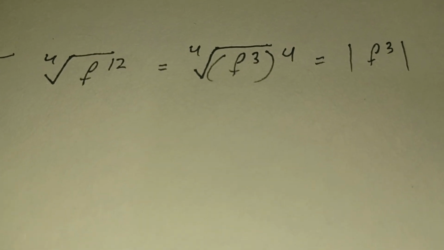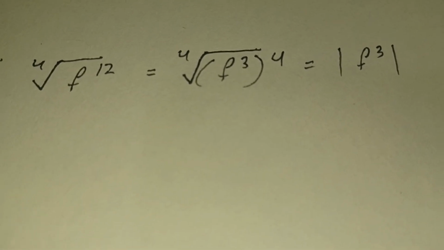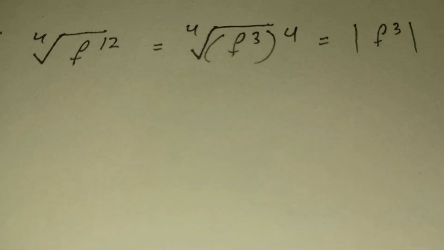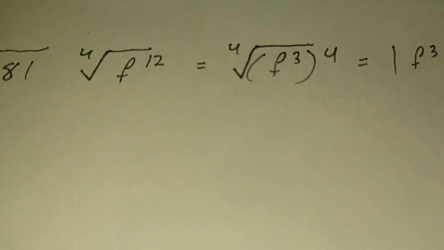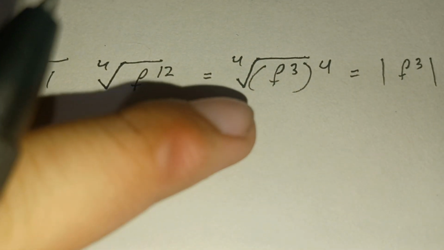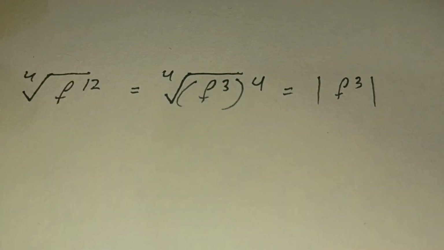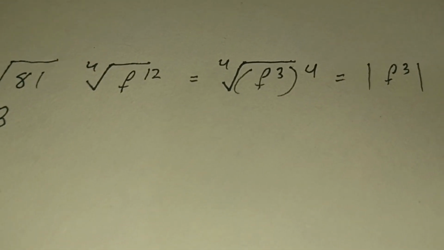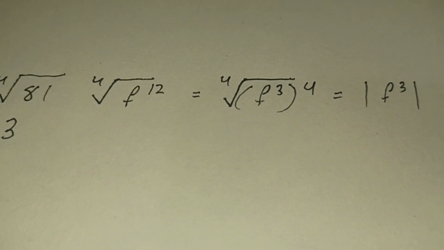Absolute value is just a measure of distance. I'm not going to go into absolute value here, but it's just a measure of distance, and we can't really have negative distance. It doesn't really make that much sense. Anyways, so because this is equal to that, that's how I got that one. This times this is 12, so the absolute value of f to the third.